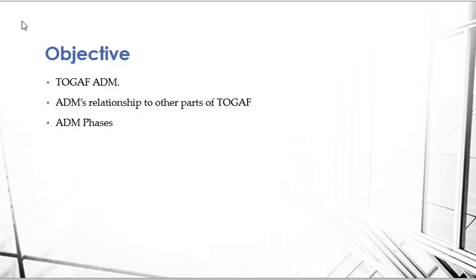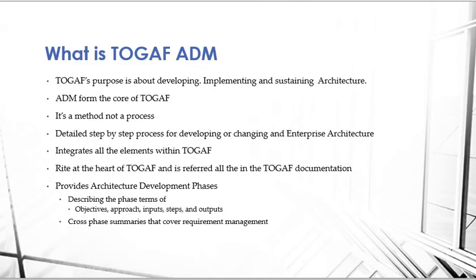The objective of this presentation is to give you a brief description about TOGAF's ADM, ADM's relationship with other parts of TOGAF, and the phases of ADM. Basically, TOGAF's main purpose is about developing, implementing, and sustaining the architecture. Architecture development model is often abbreviated as the ADM. It is a detailed step-by-step process for developing or changing the enterprise architecture.